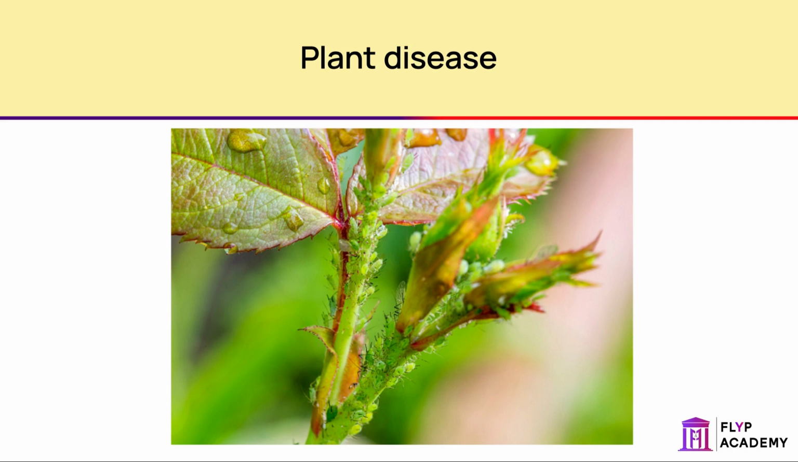Spots on leaves usually indicates a disease such as rose black spot. This is a fungal disease that affects roses. It appears as purple or black spots on the leaves.